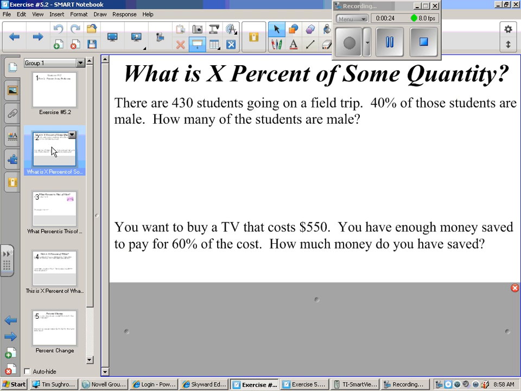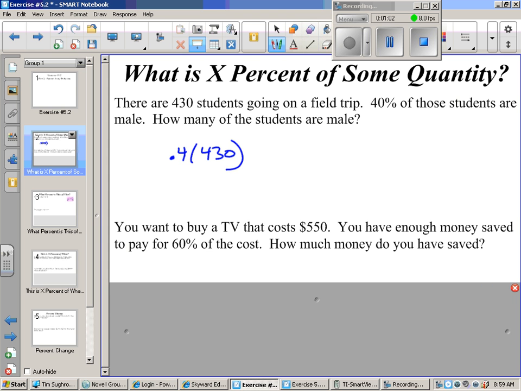But here we go. There are 430 students going on a field trip. 40% of those students are male. How many of the students are male? So 40% of the 430 students are male. If you can reverbalize the word problems to be in a situation where you know where the "of" is and you know where the "is" part will be, these are a bit easier to do. So there are 430 total students and 40% are male. 40% of those 430 students. So I would set this up by just saying 0.4 times 430.